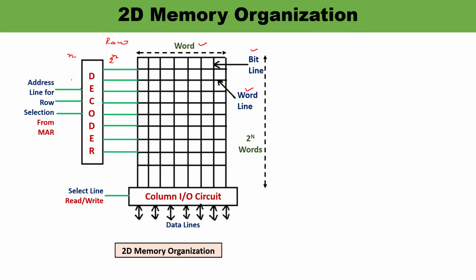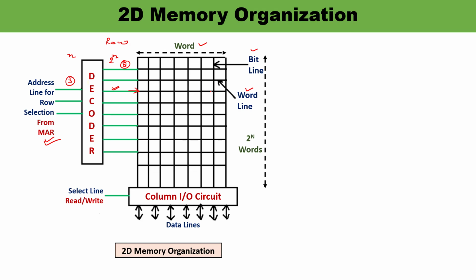In this particular example, there are 3 input lines, so the number of output lines will be 8, which means the number of rows in this memory organization is 8. Depending upon the address lines used for row selection, where does the address come from? It comes from the MAR, the memory address register. Depending upon this, one of the output lines will be selected. If this particular output line is selected, it means this particular row is selected. So any one output line that is selected denotes a particular row, and that particular word is of our interest.